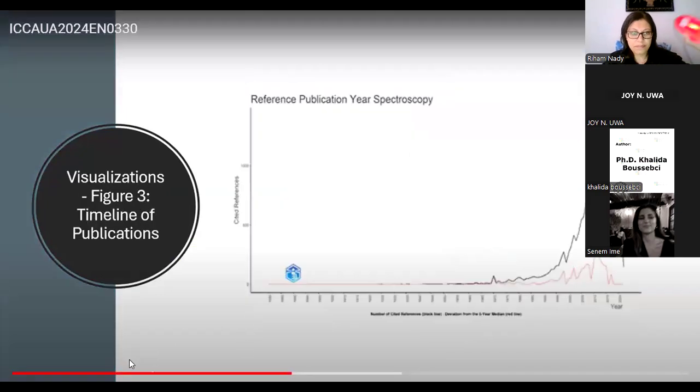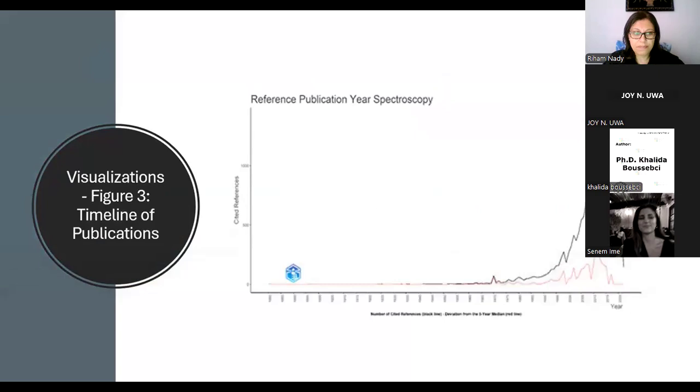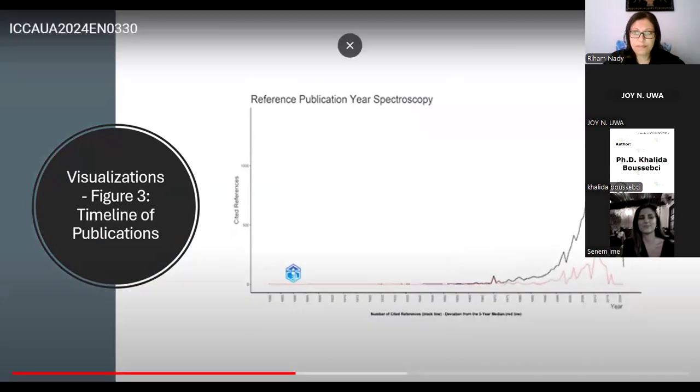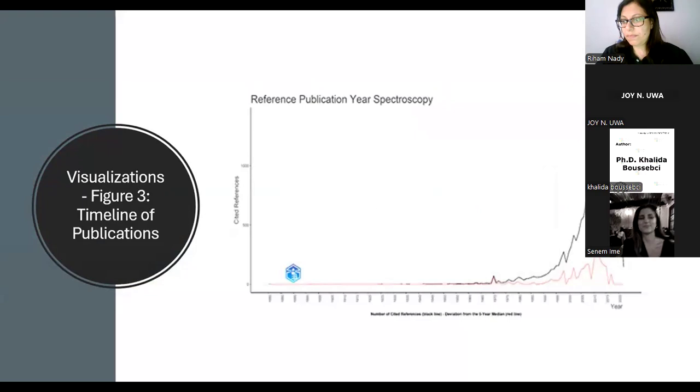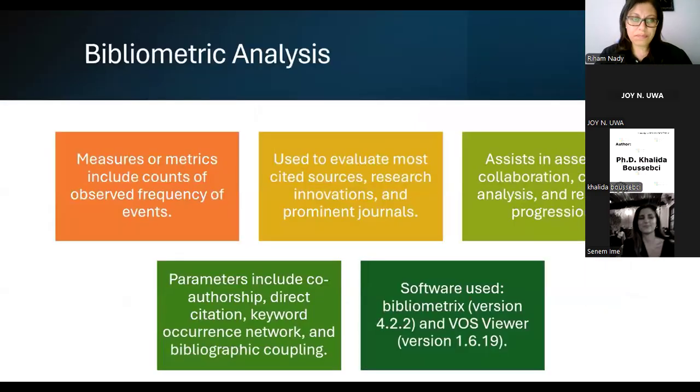So for the reference publications, there was an increasing trend of publications up until 2015. Then a noticeable decline can be seen from around 2018, and even lower in 2022. And it got us questioning, why is it that there's a sudden decline in this particular research?